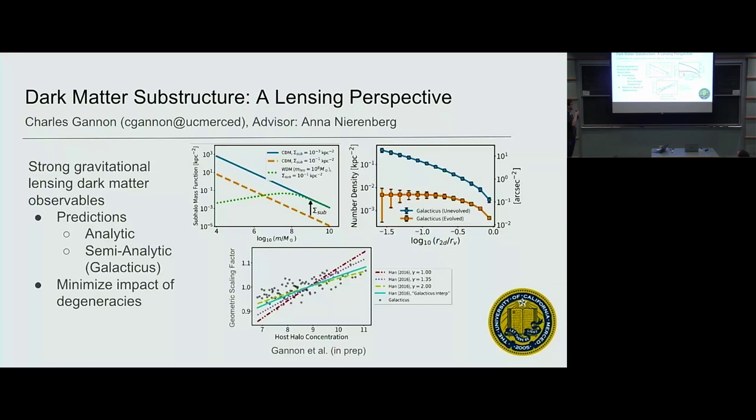I work on this through the lens of semi-analytic models of galaxy formation, particularly Galacticus. I've been looking at the spatial distribution of subhalos as well as the normalization that we can expect from the subhalo mass function in the light of artificial disruption. Additionally, I've been investigating the scaling relations as well.